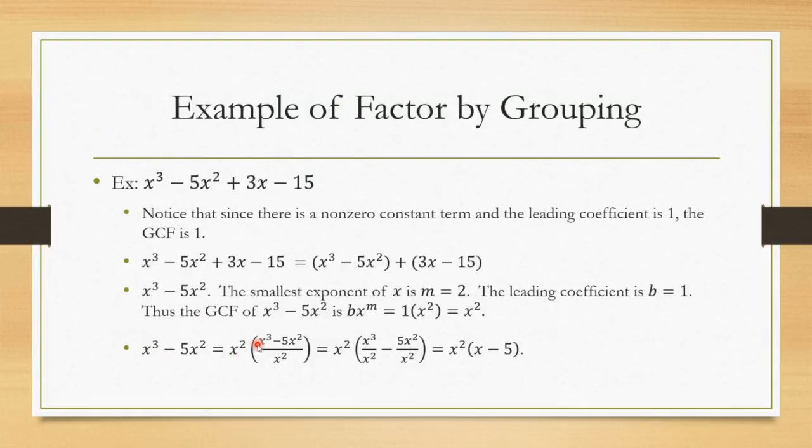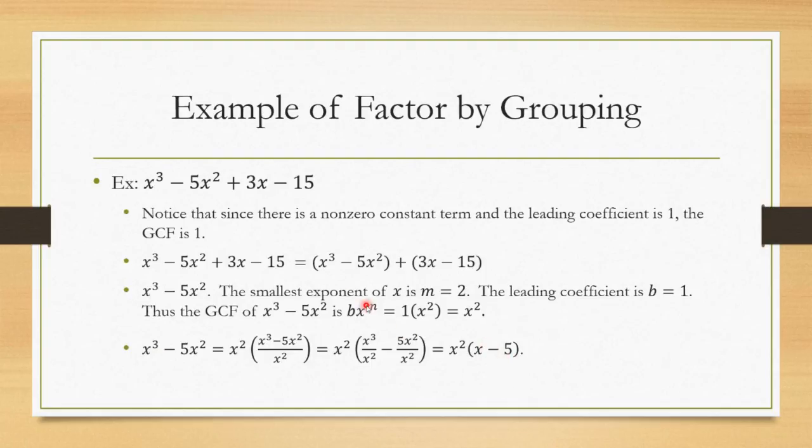What are we left with? Well, we have to divide. We divide into each term, like so. And what happens when we divide? Well, remember, when you divide, you subtract the exponents, right? You have x cubed over x squared. That gives you x. You subtract the exponents. 3 minus 2 is 1. Here, the x squares cancel, so all you're left with is 5.